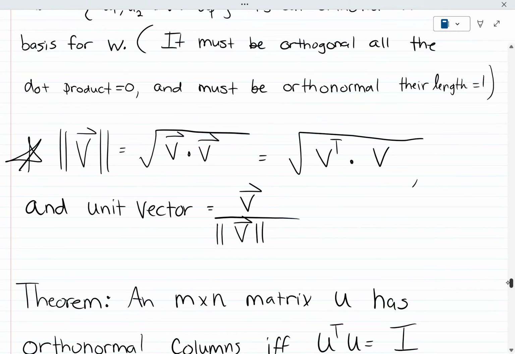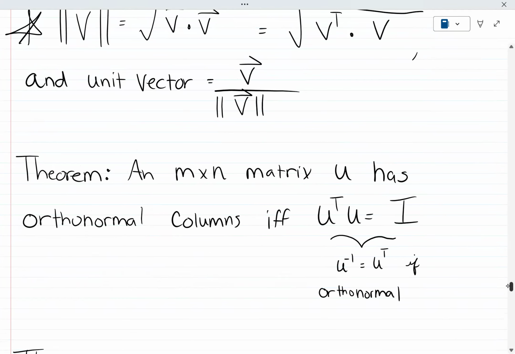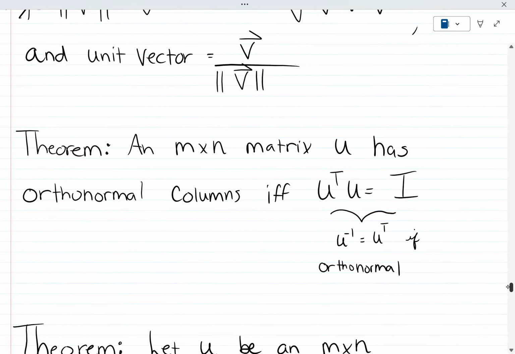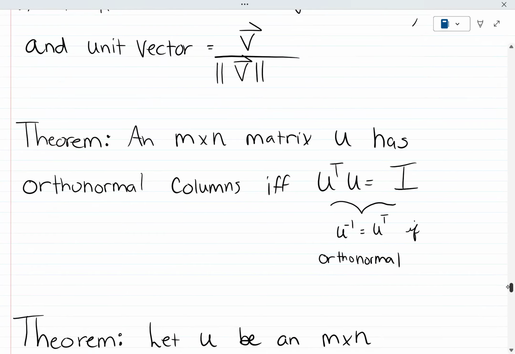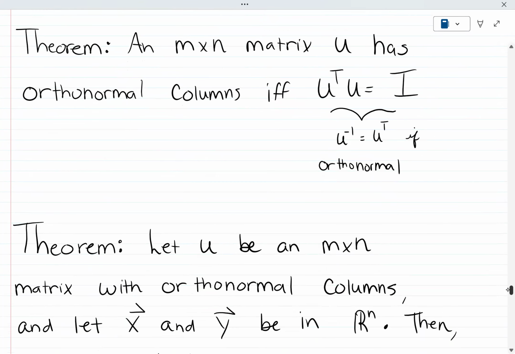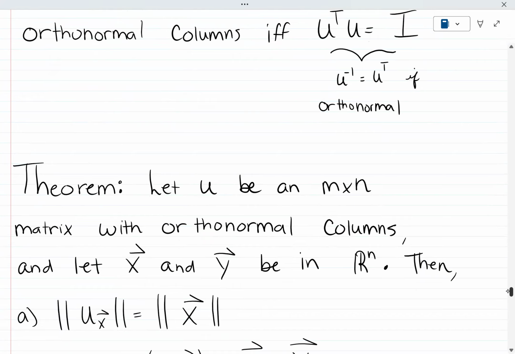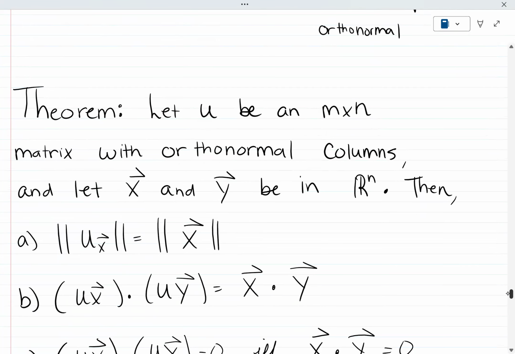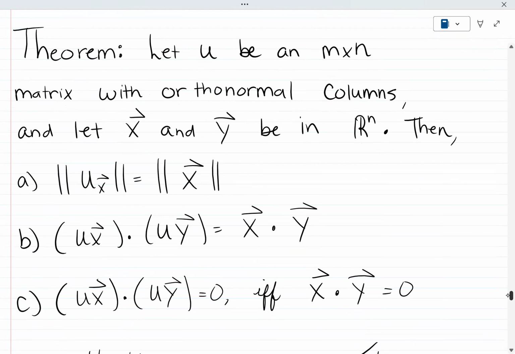So let's go over a theorem. A theorem says an n by n matrix U has orthonormal columns if and only if U transpose times U equals I, which is the same thing as U inverse is equal to U transpose if orthonormal. And then another theorem says let U be an n by n matrix with orthonormal columns and let vector x and vector y be in Rn. Then you got to satisfy these conditions.